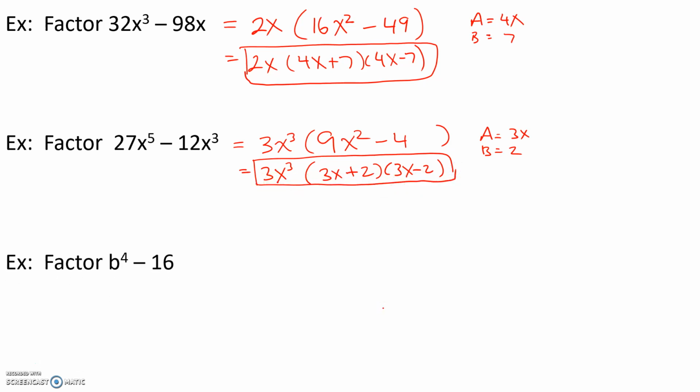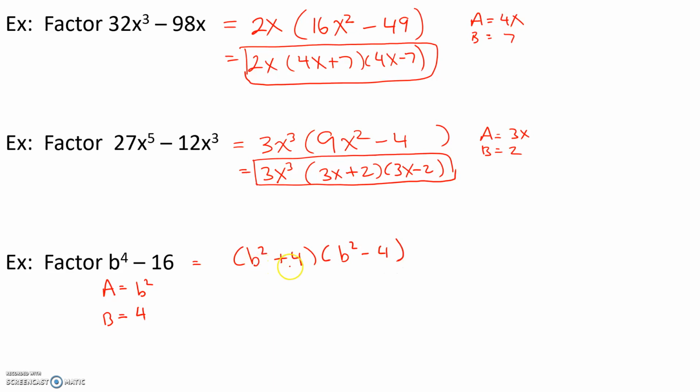Next example, let's factor b to the fourth minus 16. So we have a difference of squares, but we still need our a and b values. So our a value is the square root of b to the fourth, which is b squared, and our b value is the square root of 16, which is 4. So this equals b squared plus 4 times b squared minus 4.